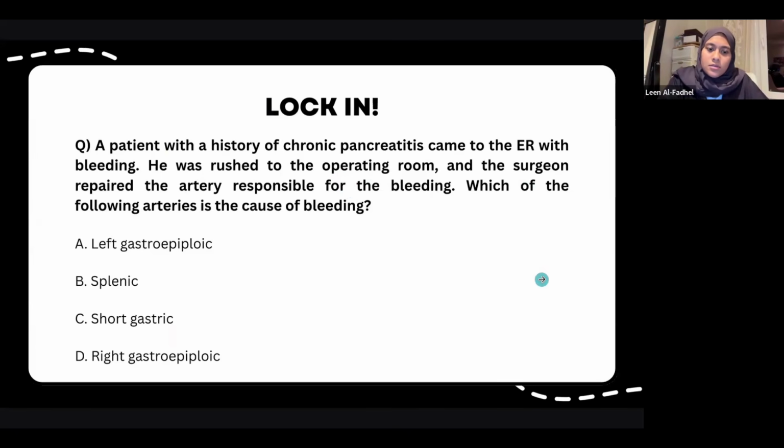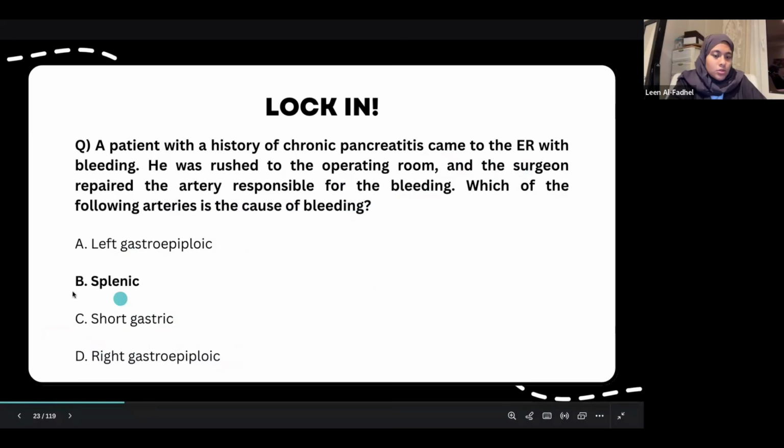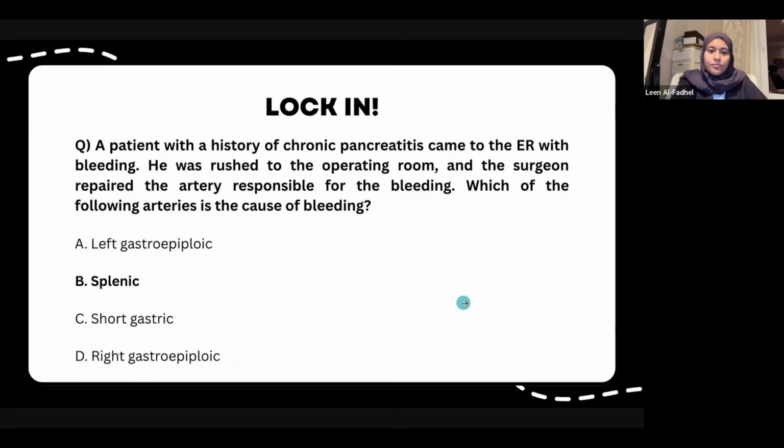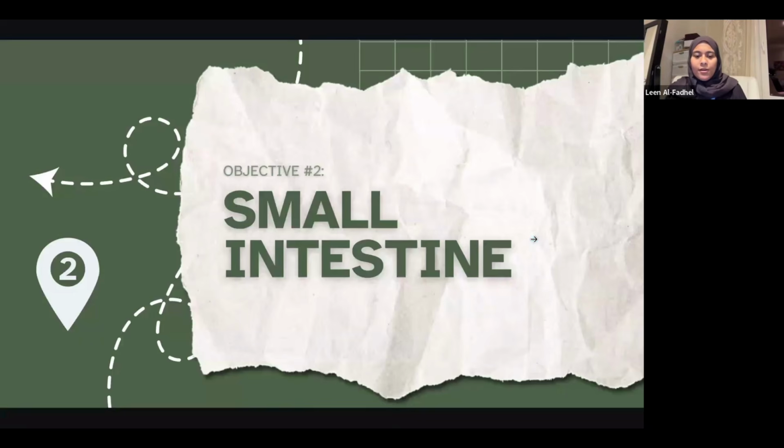All right, so this is the answer. Splenic artery. So, keyword here is chronic pancreatitis. So we're talking about the pancreas. Okay. So the surgeon repaired the artery responsible for the bleeding. So it's basically asking you which of the following arteries supplies the pancreas. Left gastroepiploic does not. That's for the stomach. Short gastric, stomach. Right gastroepiploic, stomach. So what do we have left? Splenic artery. Okay, now we're done with the pancreas.